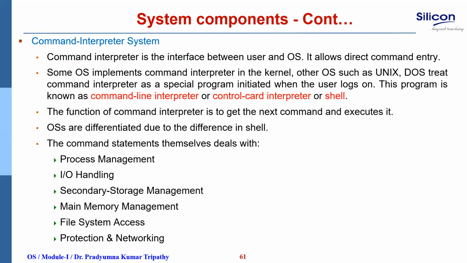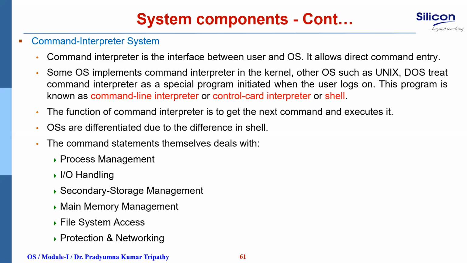The function of the command interpreter is to get the next command and execute it. You have a set of commands. It will get one command, execute it, go for the next command, execute. So it will go on scanning the commands from the file and go on executing them, right? Operating systems are differentiated due to the difference in shell, because they have different shells. Unix has a different shell, MS-DOS has a different shell, and the Macintosh operating system has a different shell.